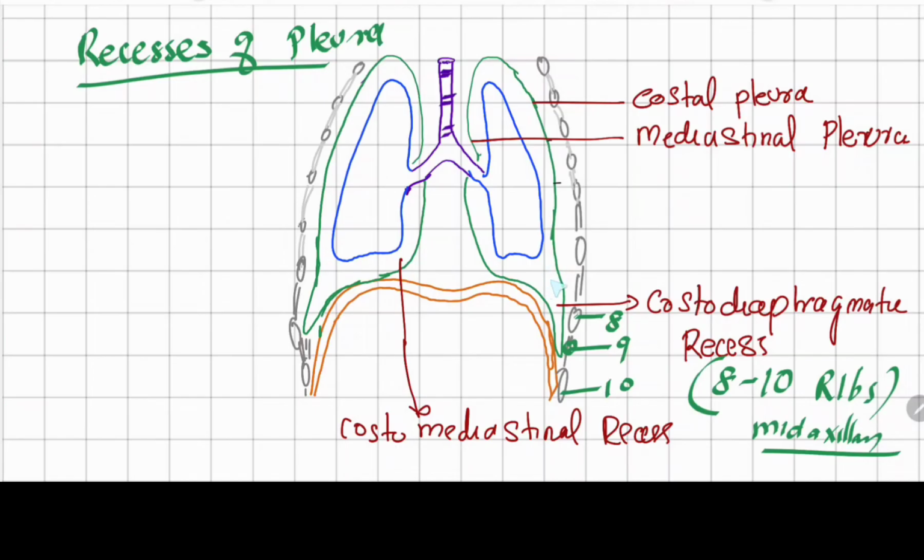Now, if you see this pleural cavity, the costo-diaphragmatic recess is the most dependent part of the pleural cavity. During pleuritis, I told you between the parietal and visceral layer there is a small amount of fluid. If the amount of fluid increases, this fluid gets collected in this costo-diaphragmatic recess, and that condition is known as pleural effusion. Pleural effusion normally gets a collection of fluid in the costo-diaphragmatic recess.